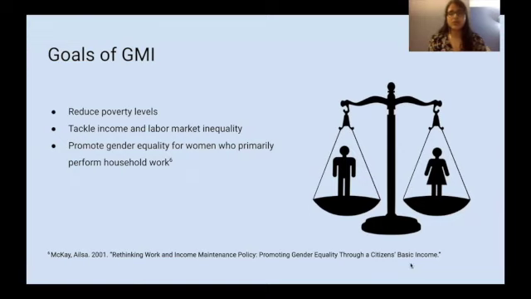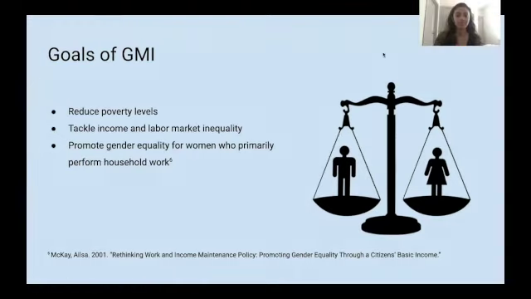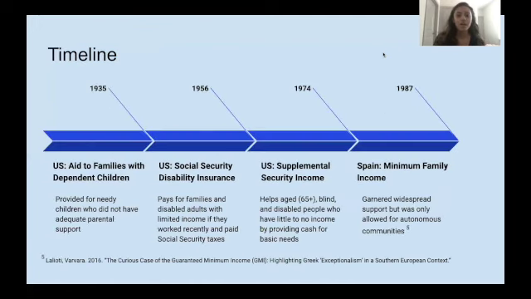So now moving on to Ekta, we'll talk a little bit about the history of the GMI policy. Thanks, Neha. One of the earliest instances of the GMI in the US was the AFDC, which provided cash for families that had disabled or unemployed parents. This program was criticized for creating a disincentive to work, so it was later replaced.